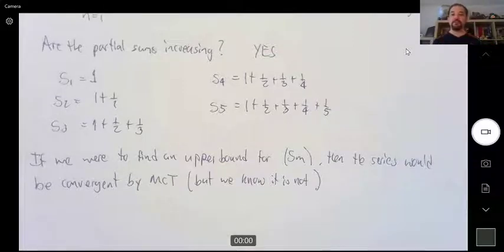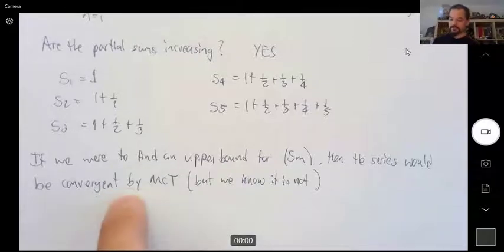Because if the partial sums are bounded, then by the monotone convergence theorem, it will be convergent. And if the partial sums are not bounded, then it grows without bound. It's going to go to infinity, which means the sequence of partial sums will not have a limit, which means the series will be divergent. So in a sense, the monotone convergence theorem makes things super easy for series with positive terms. You only need to check if the partial sums are bounded. That's all you need to do.